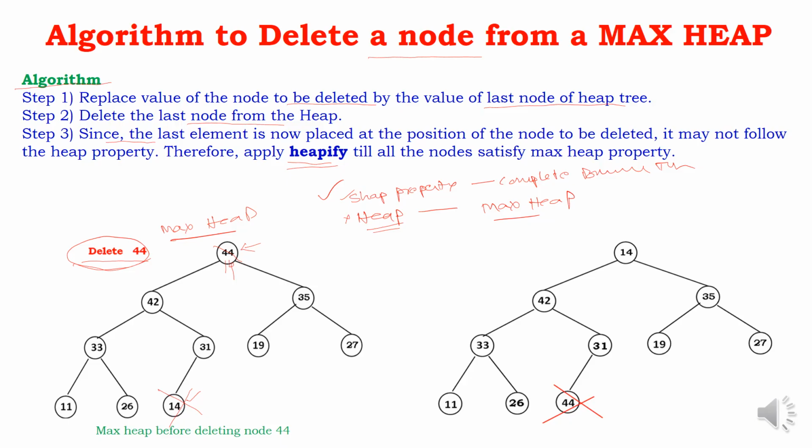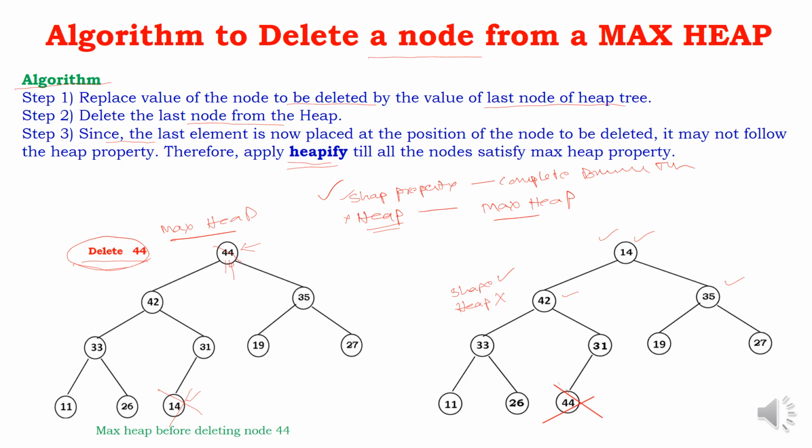Now it is satisfying shape property, but it is not satisfying heap property. See, 14 is placed in the root position, that is, 44 which we have to delete. So they are interchanged, last element 44 and 14. Now 44 is also deleted. Once you delete, you will have 14 as its root value, 42 as its left value, 35 as its right value. Of course, it is satisfying shape property. It is not satisfying heap property, because 14 is the root value, it should be greater than its children 42 and 35. So it is not greater than 42 and 35.